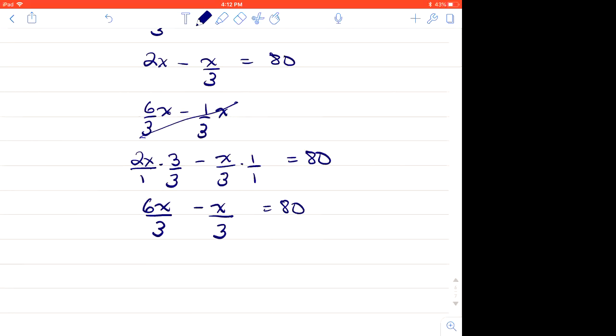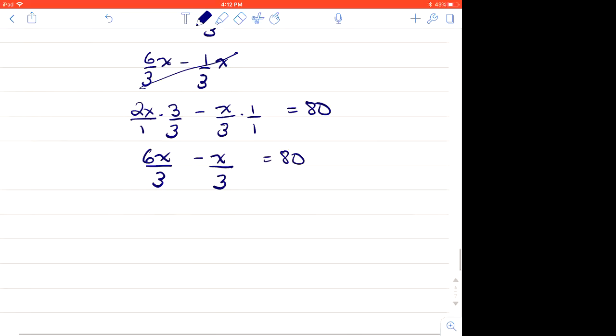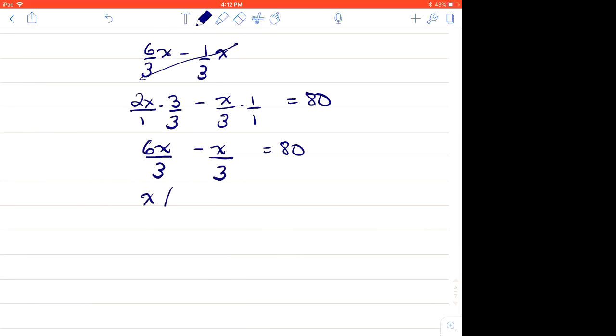So now that we have this common denominator of 3, we can pull out, so we can factor. Hey, it sounds like something we've done. We can factor out the x, we have a common multiple of x. X times 6 over 3 minus 1 over 3 equals 80.